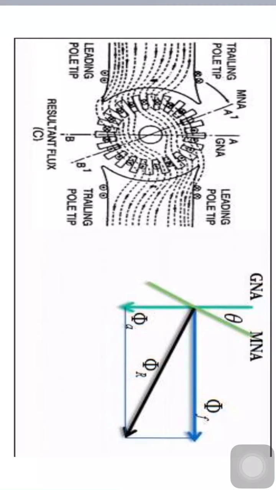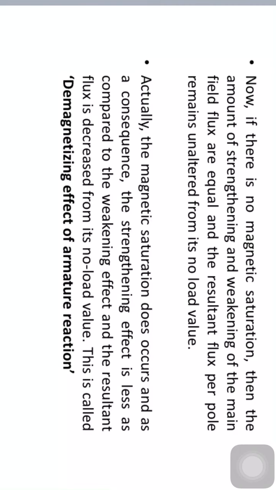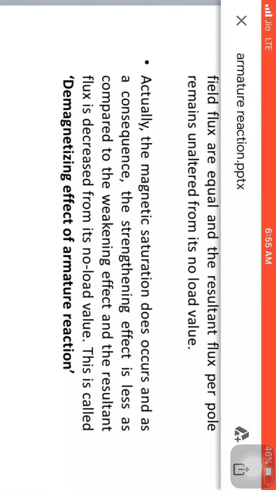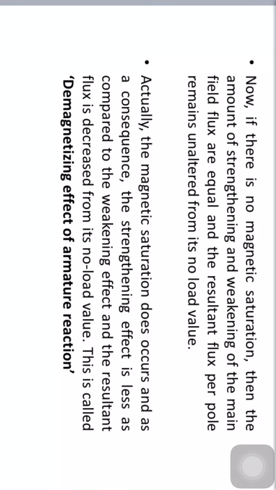Now, if there is no magnetic saturation, then the amount of strengthening and weakening of the main field flux are equal, and the resultant flux per pole remains unaltered from its no load value. Actually, magnetic saturation does occur, and as a consequence, the strengthening effect is less as compared to the weakening effect, and the resultant flux is decreased from its no load value. This is called the demagnetizing effect of armature reaction.